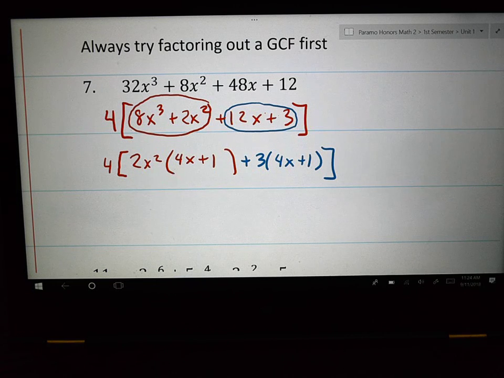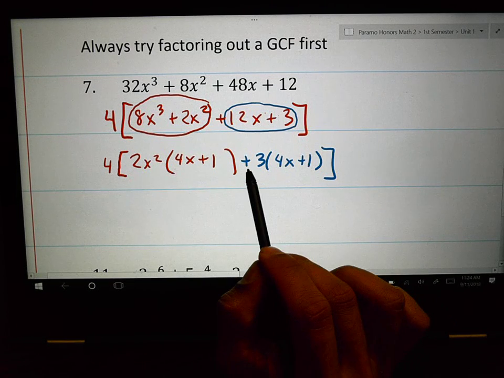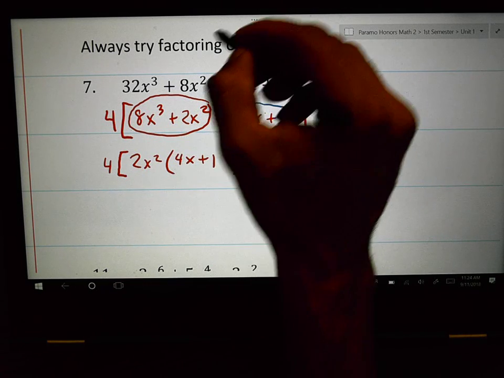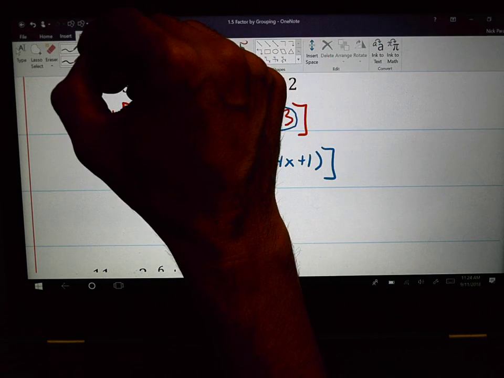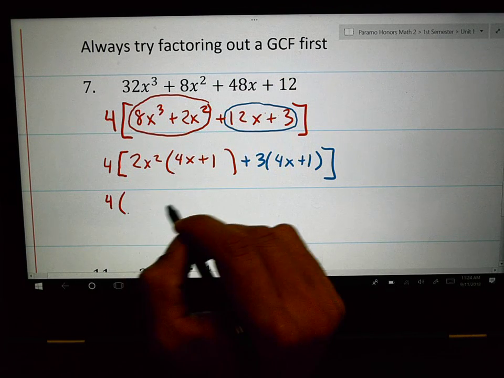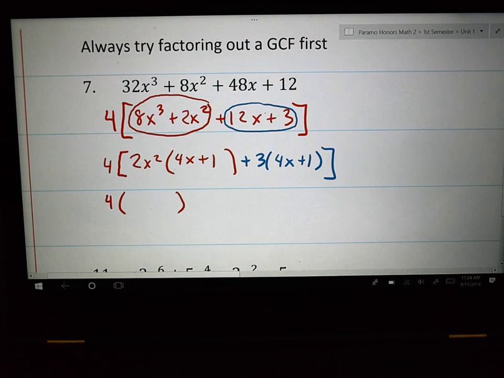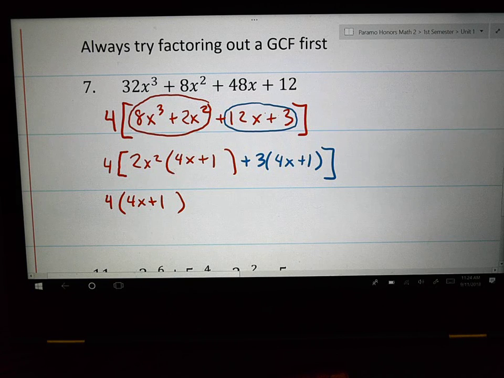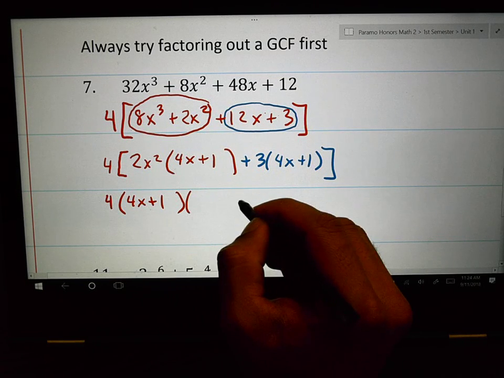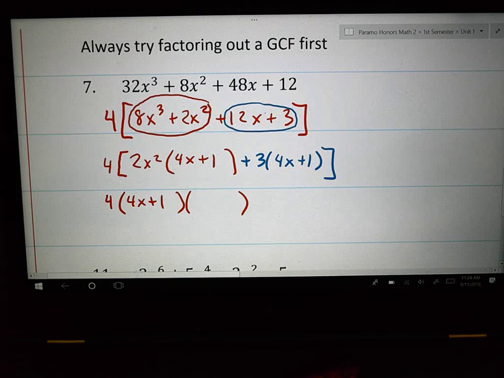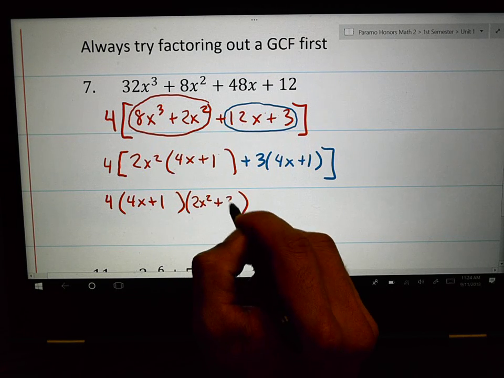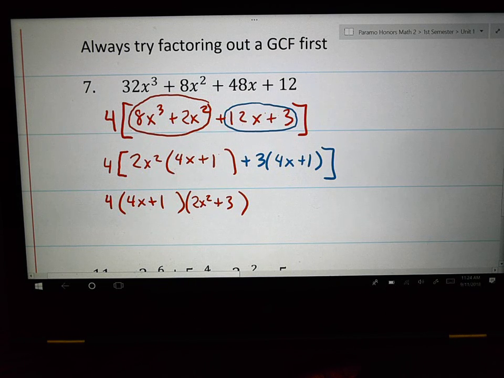And now it's not factored completely because it's still an addition part right here that we can go another step. So switch colors again, back to red, 4. And my first parenthesis would be what? 4x plus 1. I agree. We don't need brackets anymore. My next parenthesis would be 2x squared plus 3. I agree with.